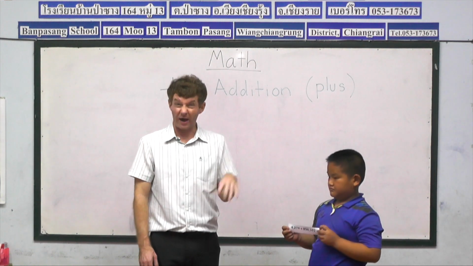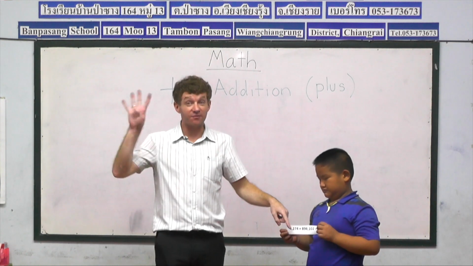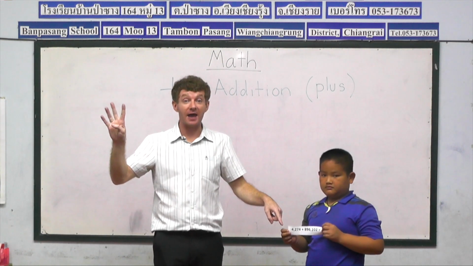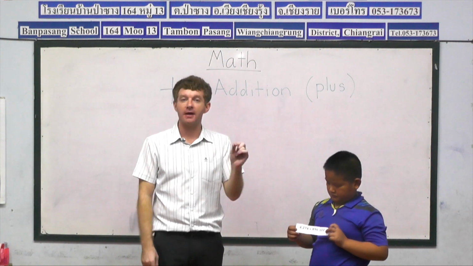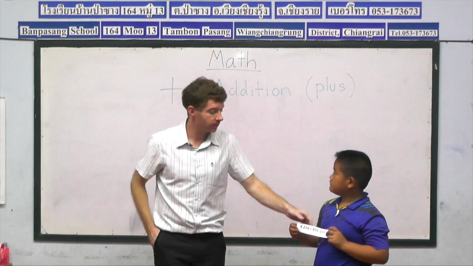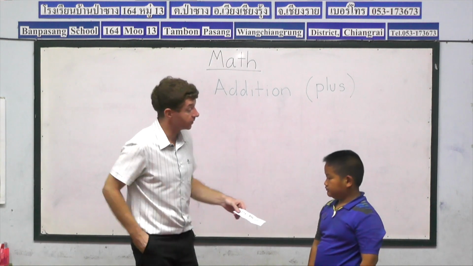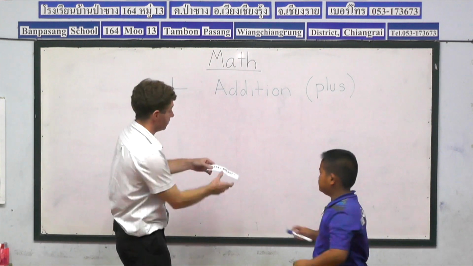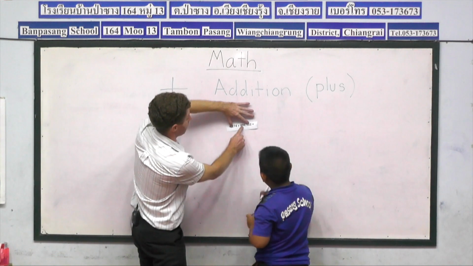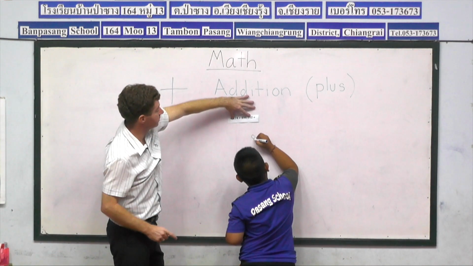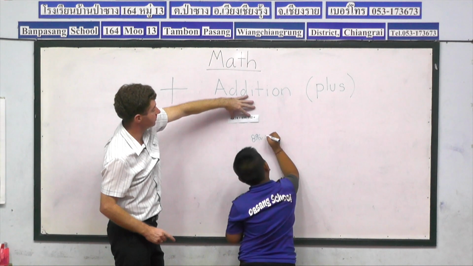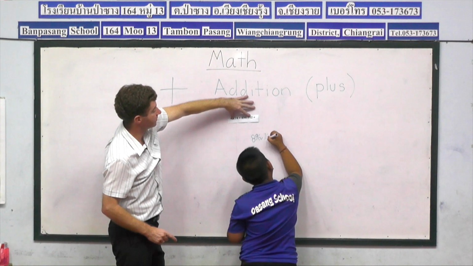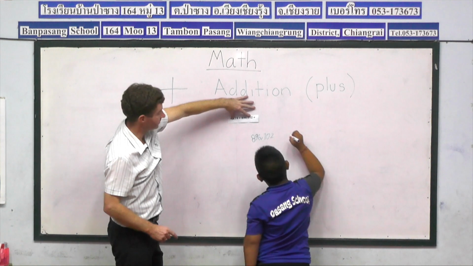4,274 plus 896,102. Okay, so this time we have a four-digit number that we're adding with a six-digit number. This time, place value, very important. So Ned, first thing to do, can you write the sum on the board? And start with the largest number. 896,102. Excellent, Ned.